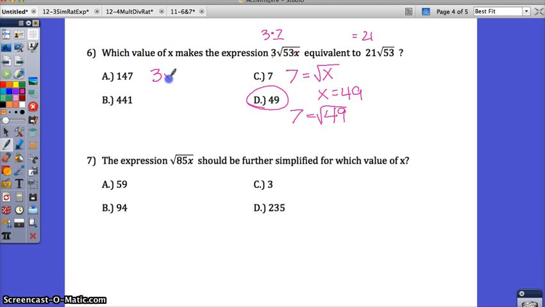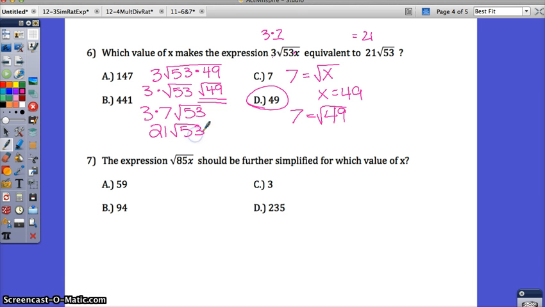Again, you could try it, 3 square roots of 53 times 49. Remember, do what we did on the last problem. Split it up into the square root of 53 and the square root of 49, because 49 is a perfect square. Now you can evaluate this. Actually take the square root. The square root of 49 is 7. That can come out in front. And this is all being multiplied. So it's 3 times 7 times the square root of 53. The square root of 49 is 7. And then I can simplify this to 21 square roots of 53, which is exactly what I wanted.